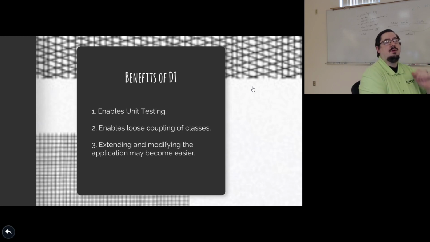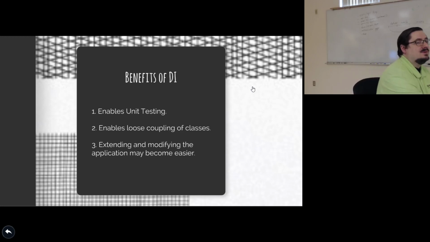Okay. Benefits of using DI: they really enable unit testing. There's a lot of unit testing that you can't do without a DI container, so that's really critical. They also allow very loose coupling between classes, so they don't know about each other. But the big reason we're looking at it here is that it really helps you extend and modify an application, especially since we're having to extend code that Microsoft has written, and that's where this becomes really helpful.